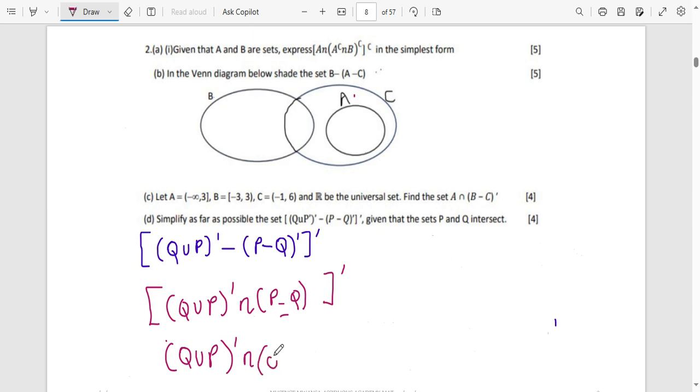Okay, what's not clear? Which one? So when we change A minus B, it means A intersection B complement. So we are changing that minus to intersection. So what happened is that the second thing that has been named here, we had to put a complement. That is how it came about.